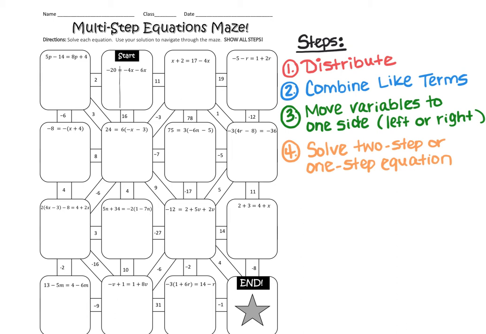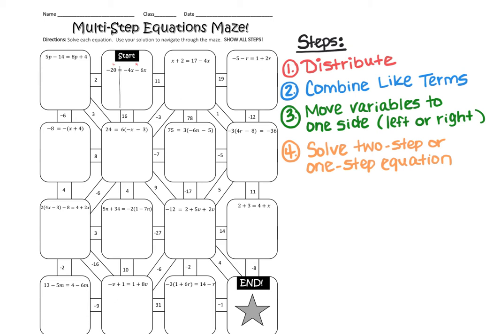The first step, if you remember, says to distribute. Well, in order to distribute, you have to have a number in front of parentheses. Well, in this equation that we're starting out with, there are no parentheses, so I know there's nothing to distribute on the left or the right side. So I'm going to mark the left and the right side so you know which side I'm referring to.